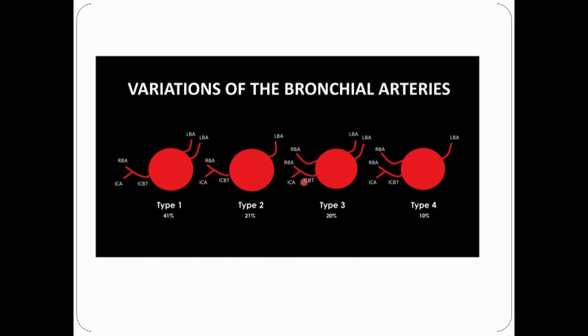Main right bronchial artery taking origin from ICBT and accessory artery taking origin directly from the anteromedial aspect of the descending thoracic aorta, and there are two left bronchial arteries. The least common, accounting for 10%, is type 4, wherein there is only one left bronchial artery and there are paired bronchial arteries on right side, one taking origin from ICBT and another directly from the aorta.